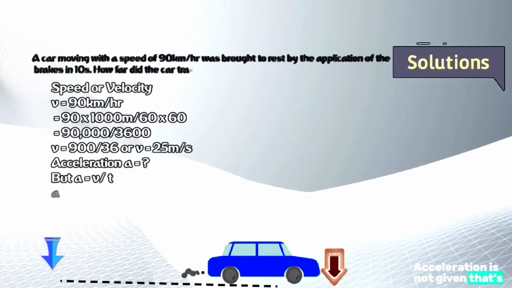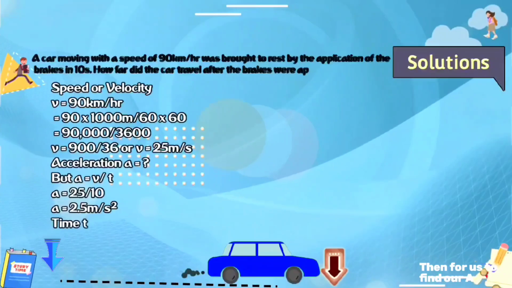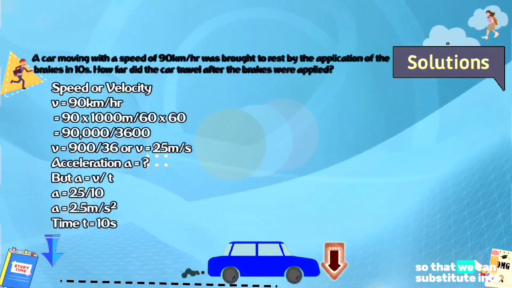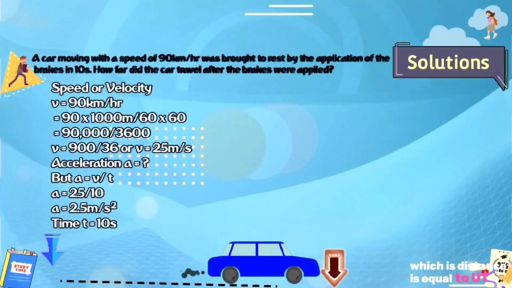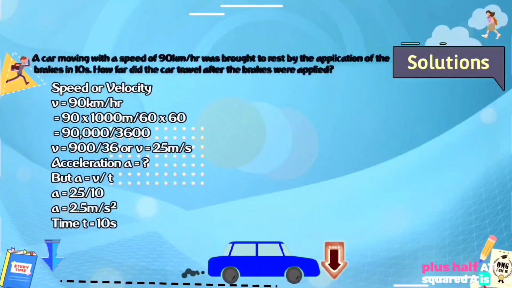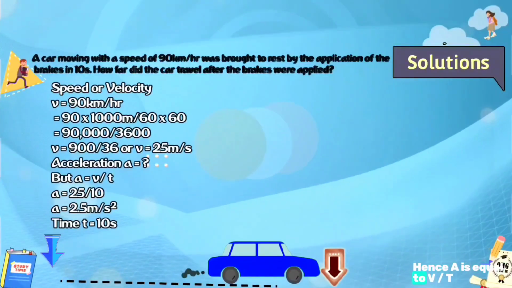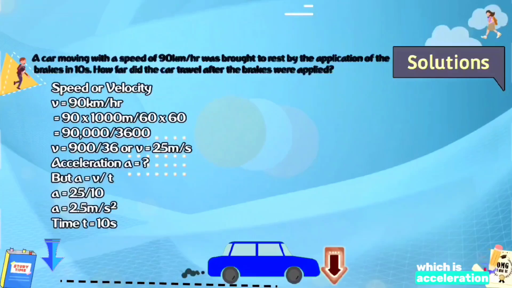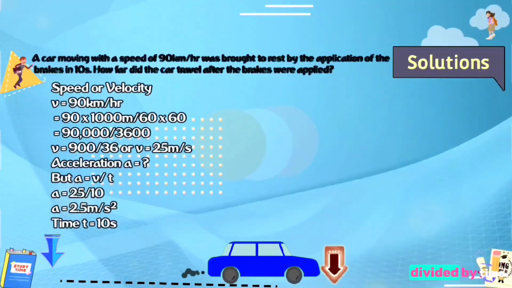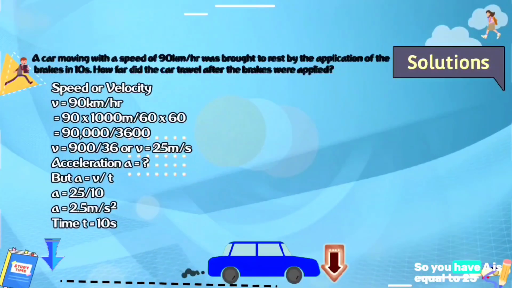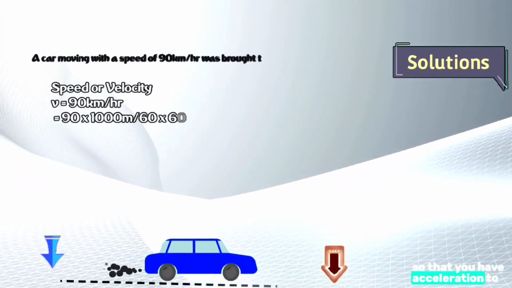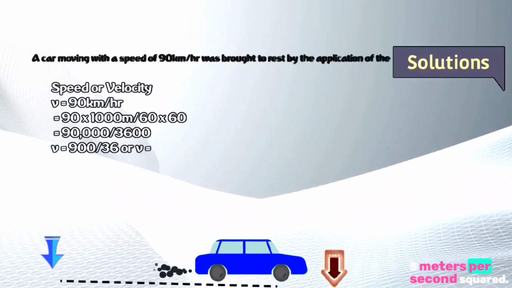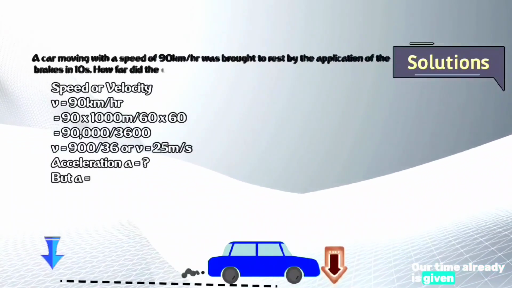Acceleration is not given. For us to find our A, which is acceleration, so that we can substitute into a formula, which is distance is equal to ut plus half at squared, A is missing. Hence, A is equal to v over t, which is acceleration is equal to change in velocity divided by time. So you have A is equal to 25 divided by 10, so that you have acceleration to be 2.5 meters per second squared. Our time already is given as 10 seconds.